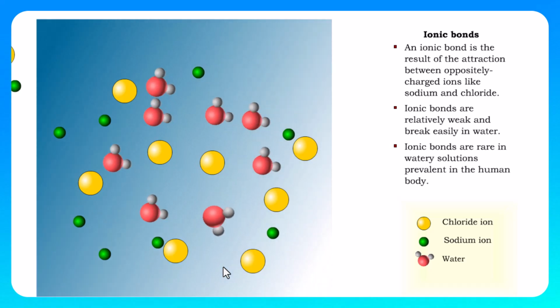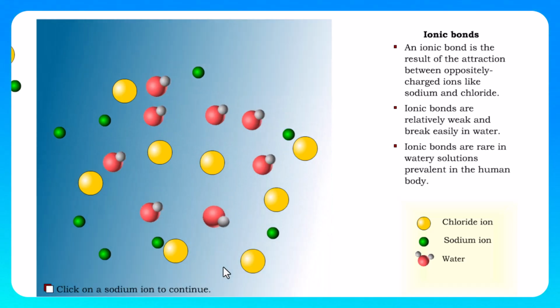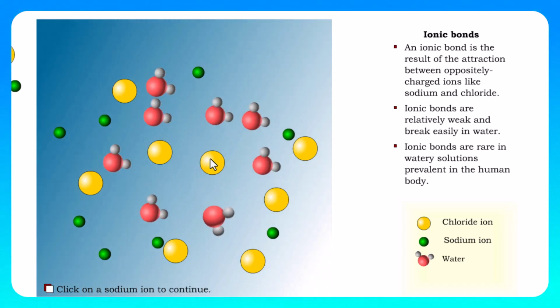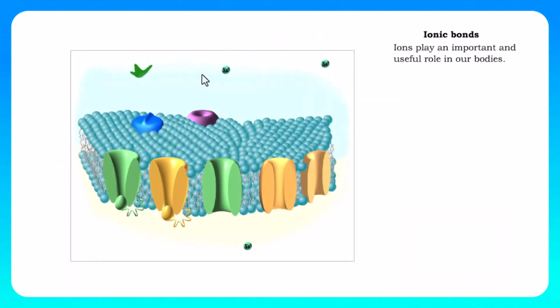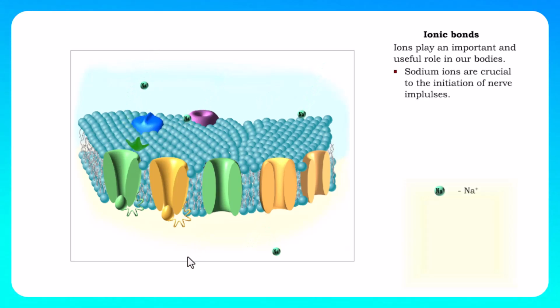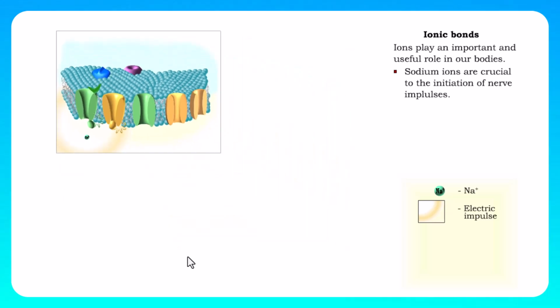Since living systems are filled with watery solutions, the weak ionic bonds are uncommon in the body. Ions are extremely important for maintaining homeostasis, though. The changes in the charges on ions make them very useful. For example, movement of sodium ions through a nerve cell membrane enables nerve impulses to be generated. This is something we're going to be studying more about in chapter 12.